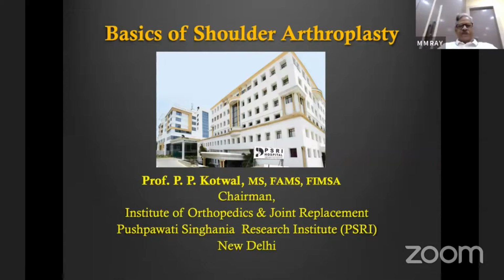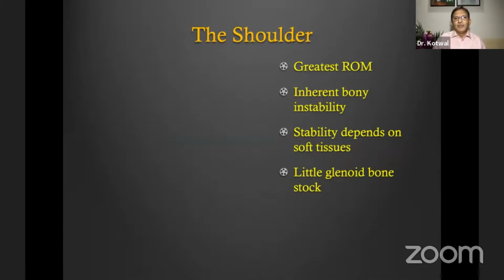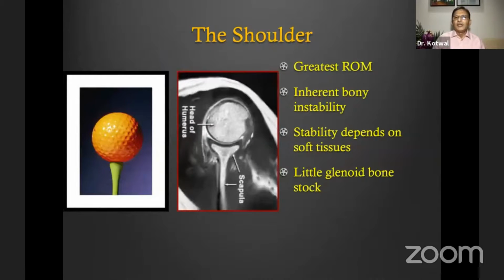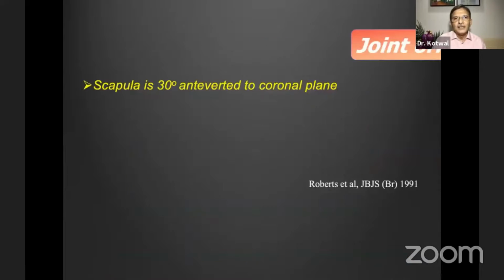I'm going to speak on basics of shoulder arthroplasty. The shoulder actually enjoys the greatest range of motion. It has an inherent bony instability, and the stability depends upon the soft tissues. You can see there is very little glenoid bone stock, and therefore it's not a stable joint like the hip, with the acetabulum and the femur. Shoulder arthroplasty, incidence wise, comes third after the hip and the knees.